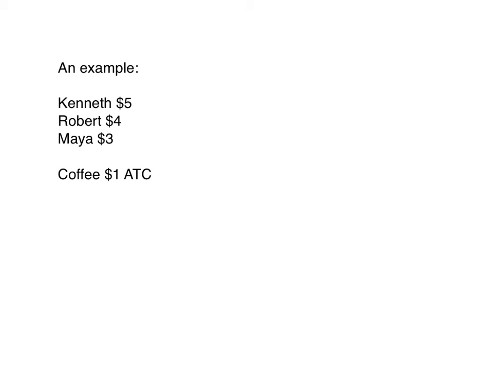Now, the question is, why exactly would firms want to do this? What's the idea? What's the purpose behind price discrimination? Well, here's a simple example to illustrate why. Let's suppose I sell coffee, and I can produce it at $1 per cup. That's my cost of production. And I have three potential customers who will buy my coffee: Kenneth, Robert, and Maya. Kenneth is a high demand buyer. He's willing and able to pay $5 for coffee. Robert's willing and able to pay $4.